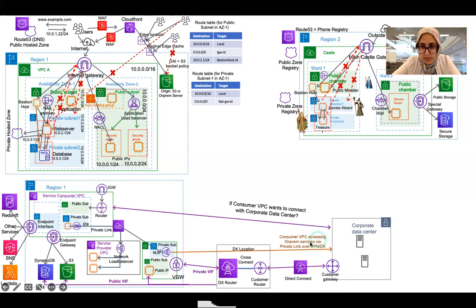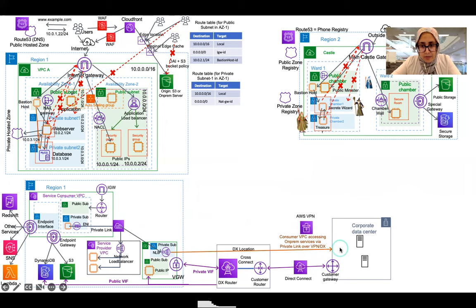So the consumer VPC is accessing the on-premise data center via the PrivateLink, but over the VPN or DX connection. So it's not doing that directly. What it's doing is, since this VPC is already connected to this corporate data center through the direct connection, that's how it puts a network load balancer in here and connects to the corporate data center.